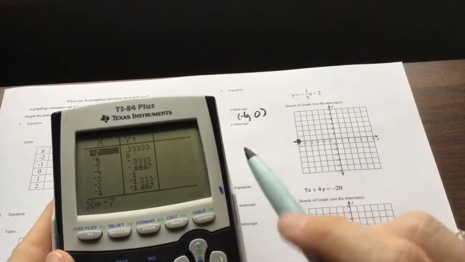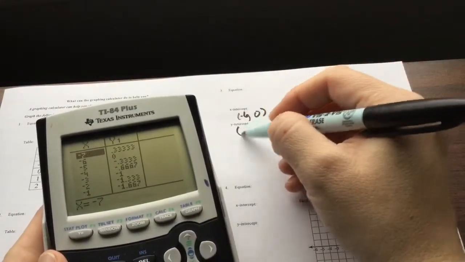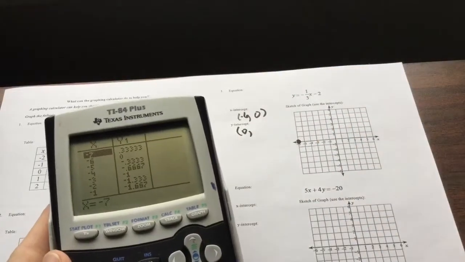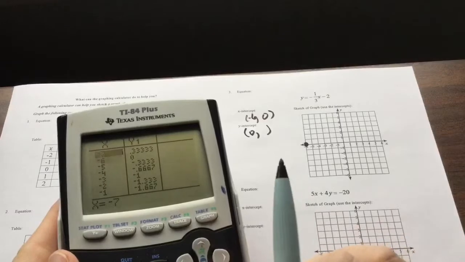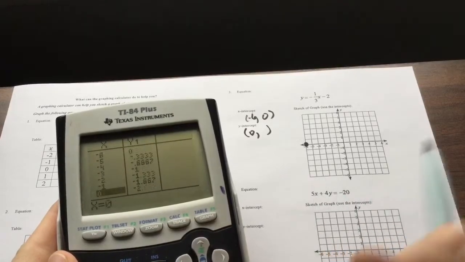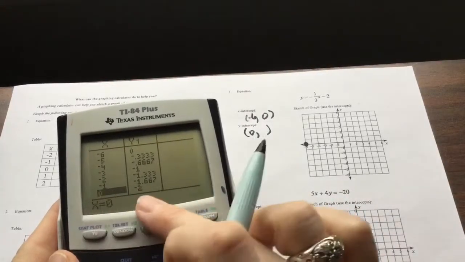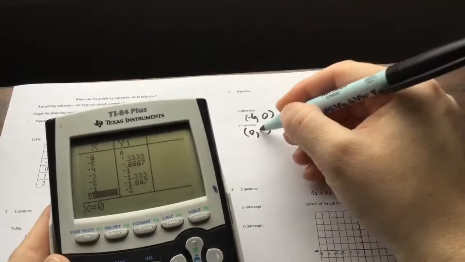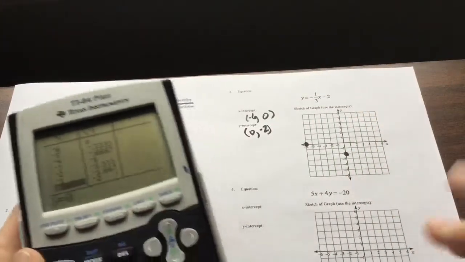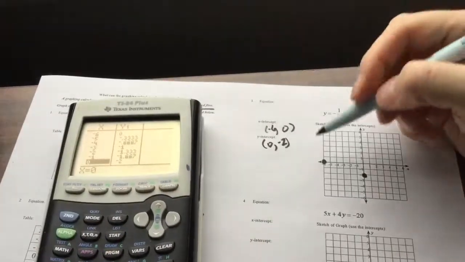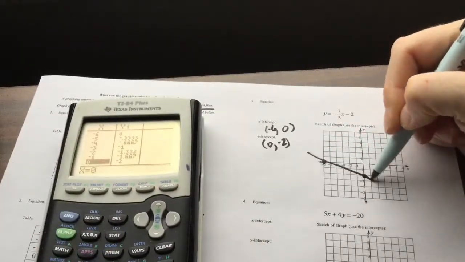Now the y-intercept is where x is 0. So I am looking for the coordinate that has 0 for x, and if I scroll down, I can find that coordinate here, 0, -2. So that would be my y-intercept. And then once I get those two intercepts plotted, all I have to do is connect them.